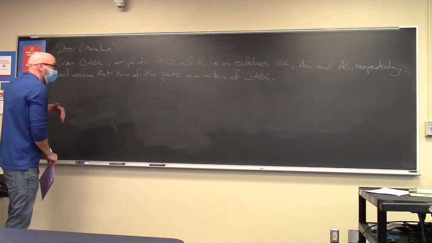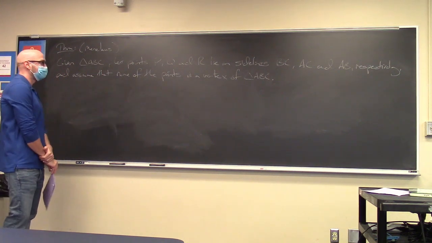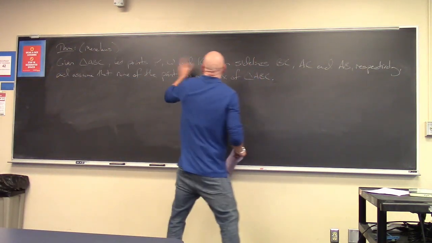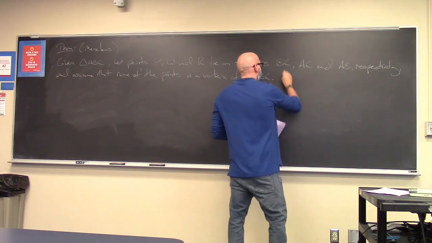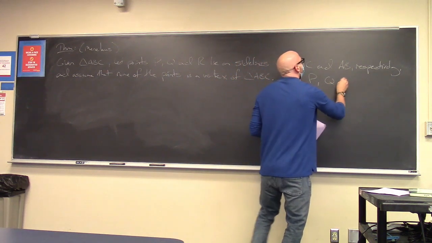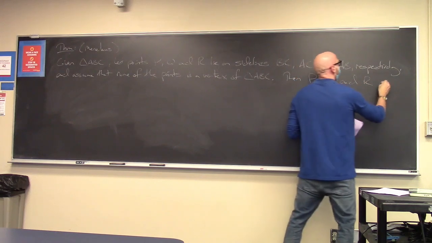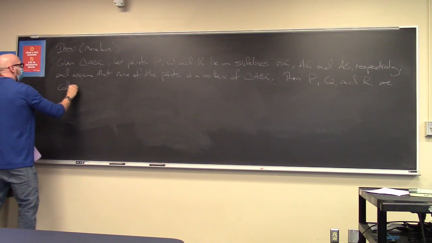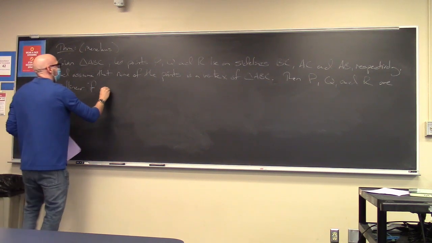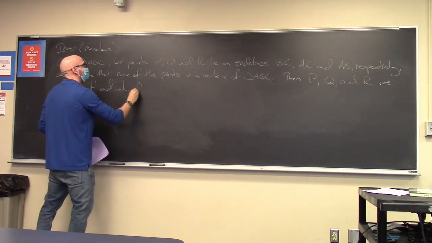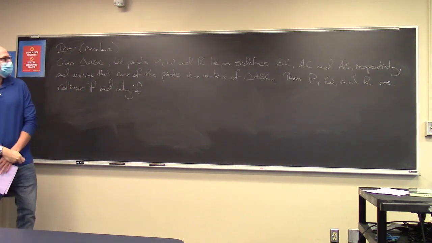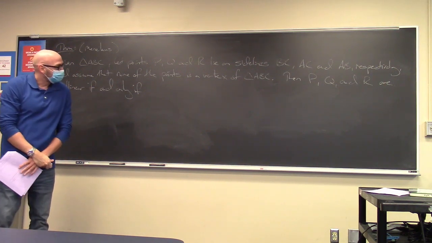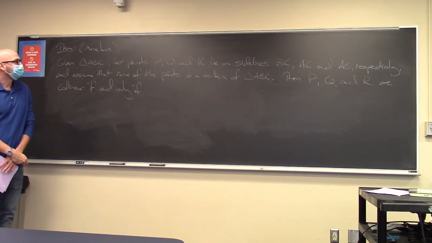Ceva's theorem says the three constructed Cevians, A-P, B-Q, and C-R, are concurrent if and only if something happens. Here we'll have that P, Q, and R are collinear if and only if something happens. Then P, Q, and R are collinear if and only if... Ceva's is if and only if an odd number of the Cevians are interior.